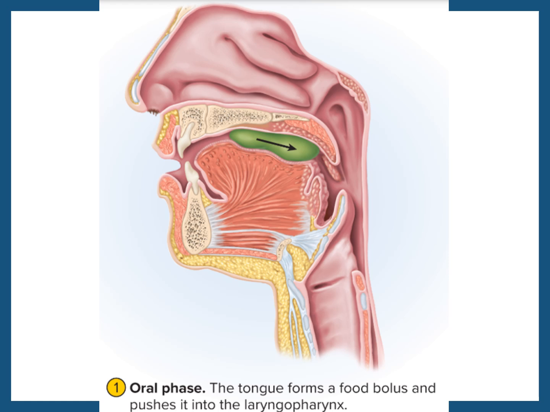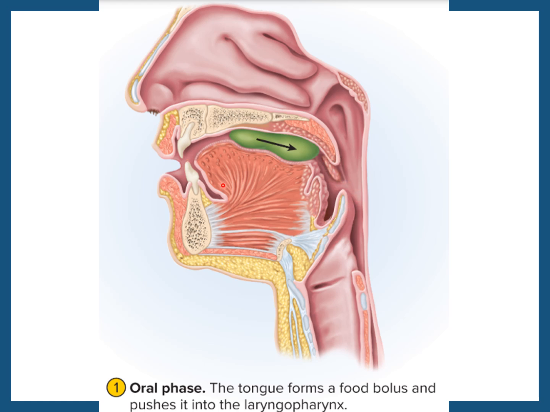Here we have a good diagram from your book. You can see the nasal cavity here, the oral cavity here. There's those palates, the vestibule. We've got that large tongue. And then here's the hard palate, the soft palate, and the uvula along with that palatine tonsil. And then here's that epiglottis.